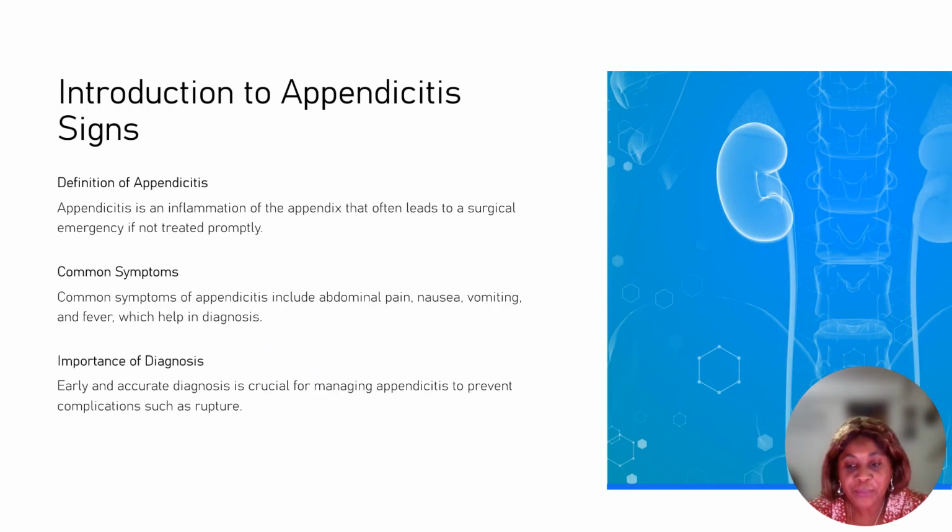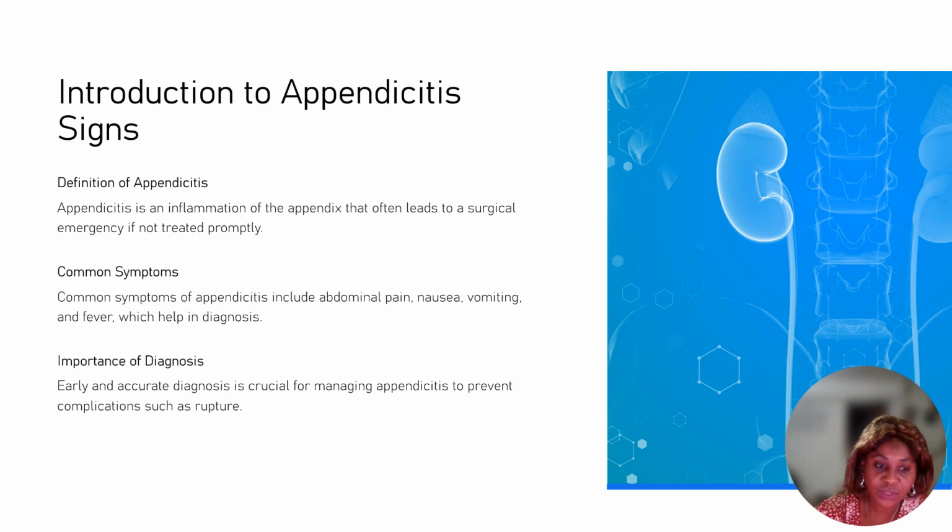So what is appendicitis? When we say appendicitis, it's an inflammation of the appendix that often leads to a surgical emergency if not treated promptly. This could be deadly. I've seen a lot of patients coming in, even children, and you just kind of know something is wrong. So common signs of appendicitis include abdominal pain, nausea, vomiting, and fever, which help in the diagnosis.